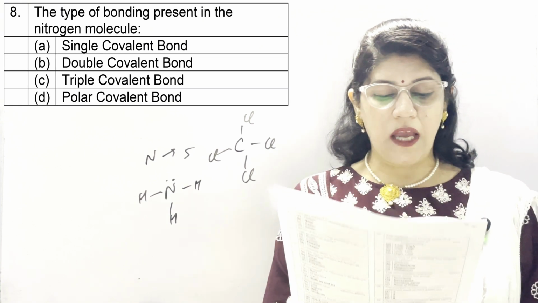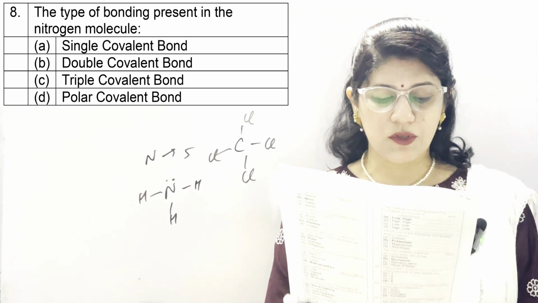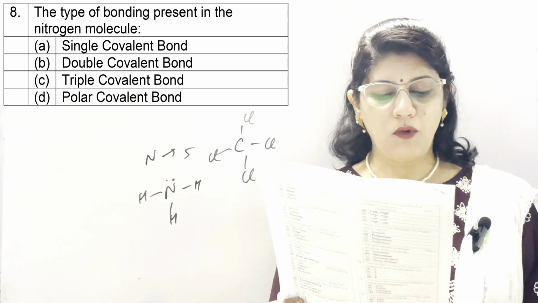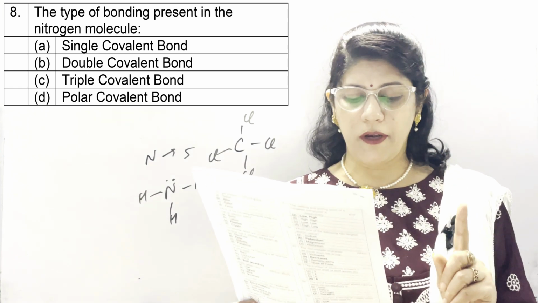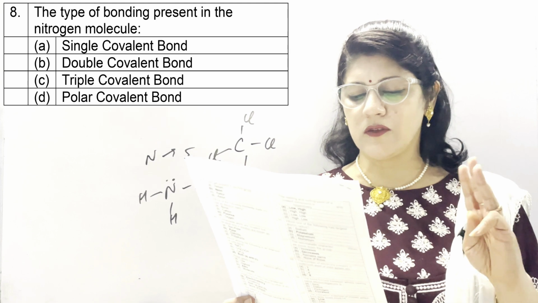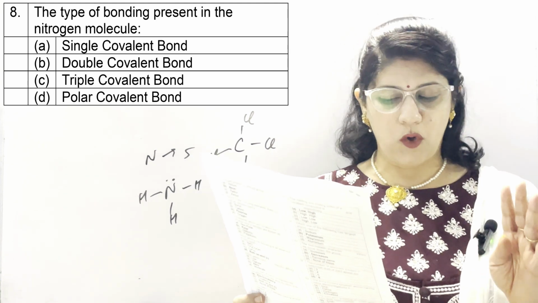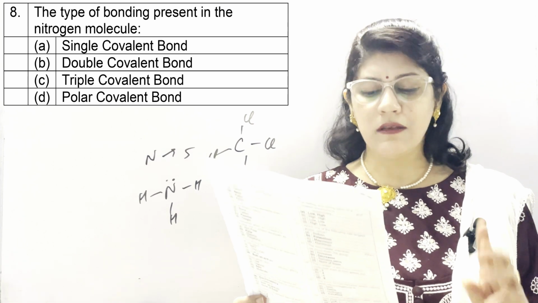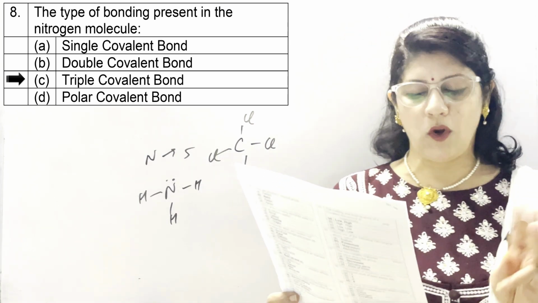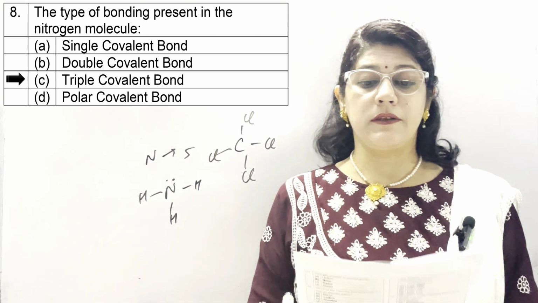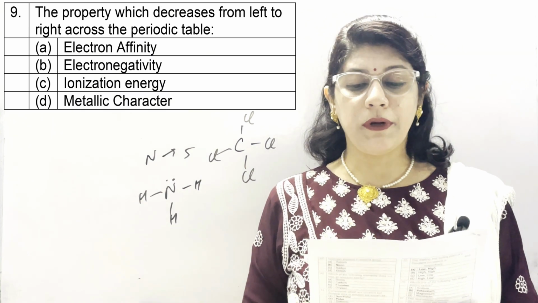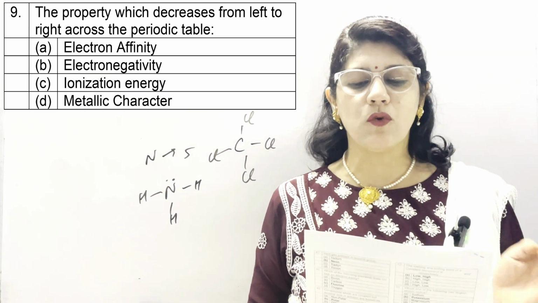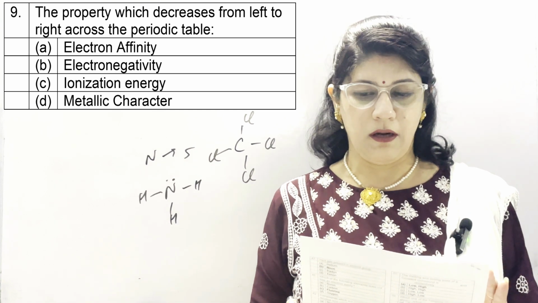MCQ number 8 is: type of bonding present in a nitrogen molecule. Option A is single covalent bond, B is double covalent bond, C is triple covalent bond and D is polar covalent bond. We know that by mutual sharing, nitrogen has 3 covalent bonds. It means triple covalent bond. C option is correct.